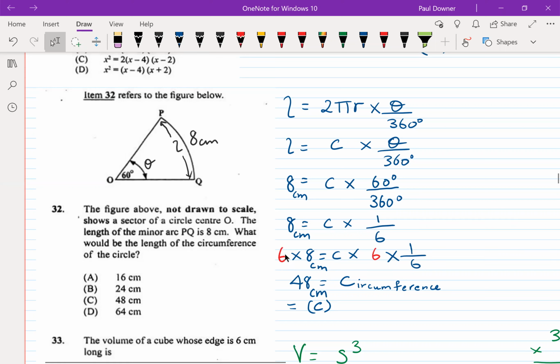So what happens is that this 6 here is going to cancel with this 6 here. So I'm going to get 6 into 6, 1, 6 into 6, 1. And of course, all these 1s here mean is just simply 1 times C, which is C, or the circumference. And that's going to be equal to 6 times 8, which is 48 centimeters. So the circumference that they are looking for here is 48 centimeters, which is option C. So that gives us our answer as 48 centimeters.